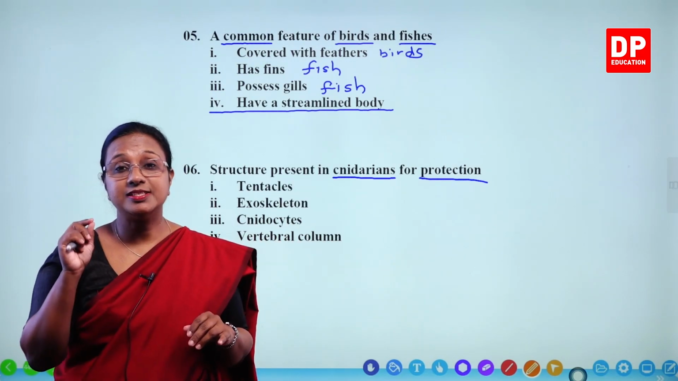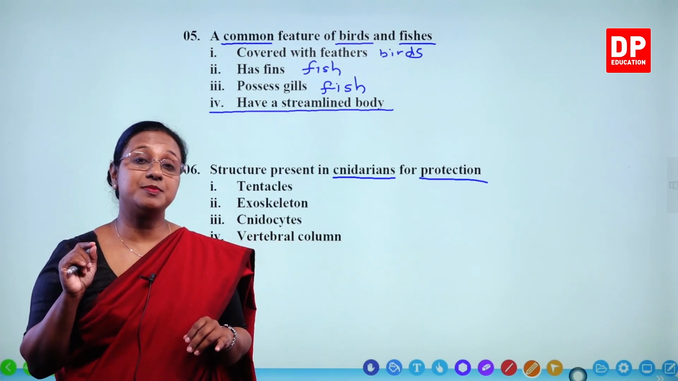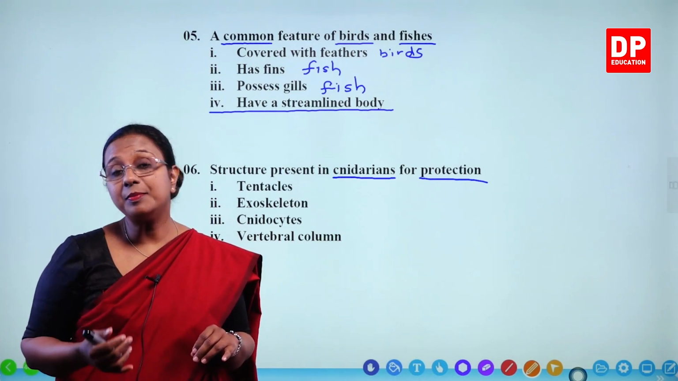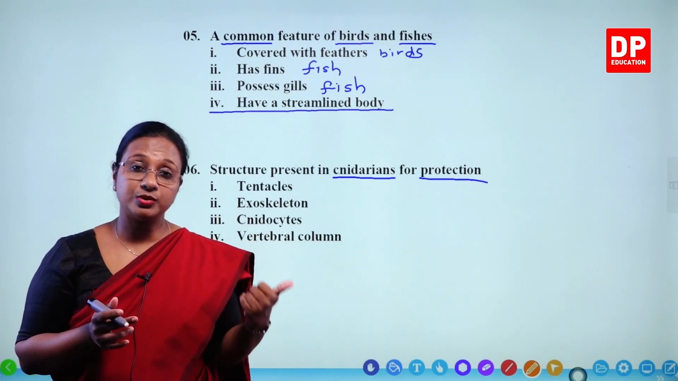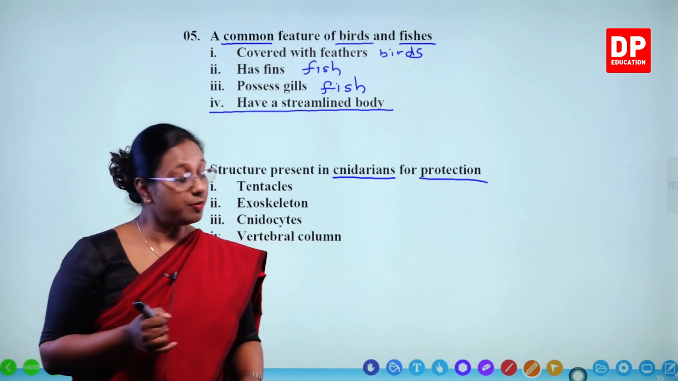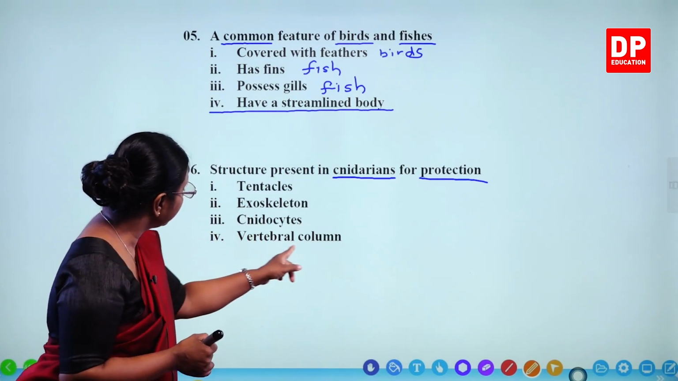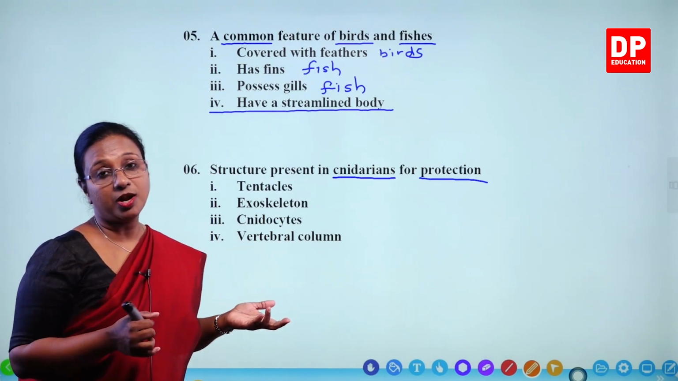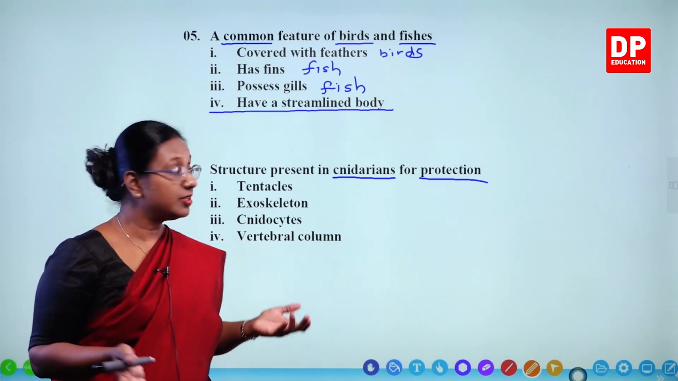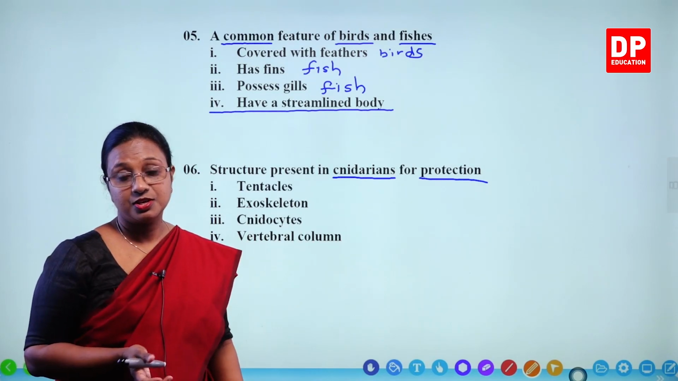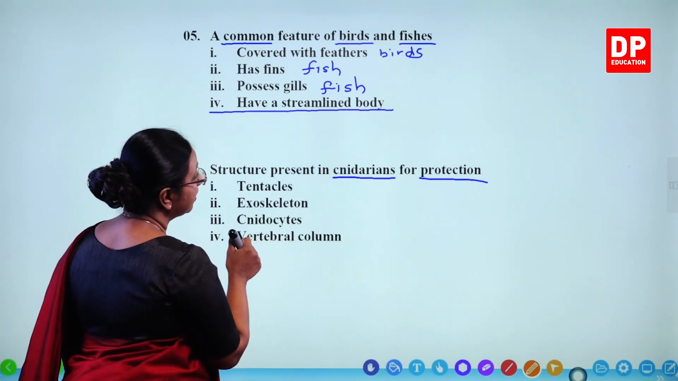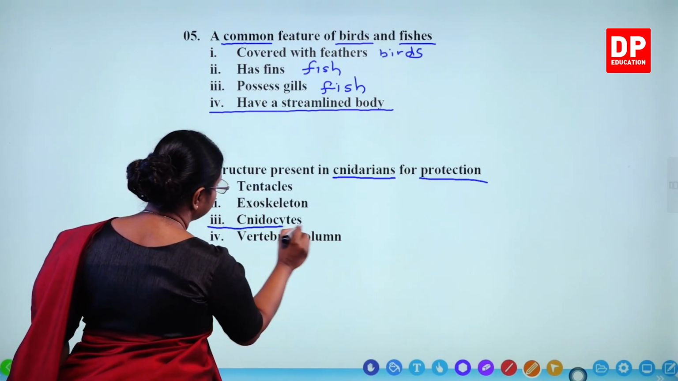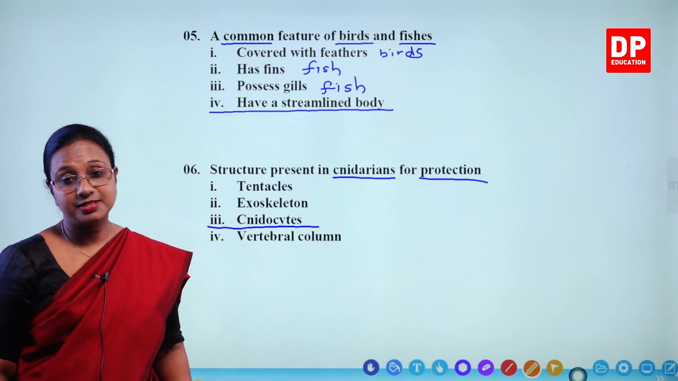And also they secrete the same poisonous substance against their predators. So that is there for two purposes: one is to catch the prey, and the other is for protection. Then if we look at the fourth one, vertebral column, it is not there for cnidarians. So what is the correct answer? The structure present in cnidarians for protection is the cnidocytes.